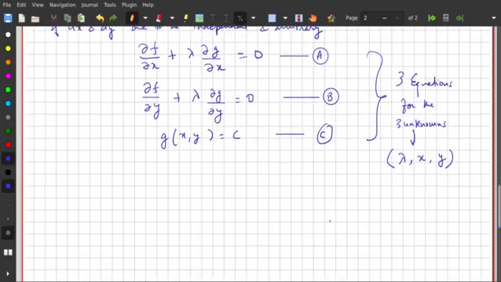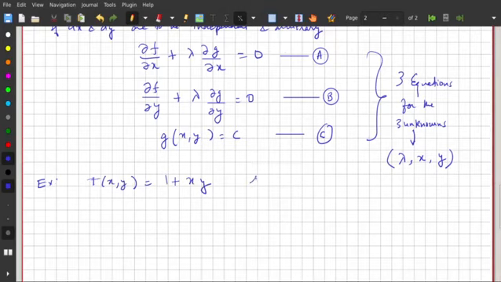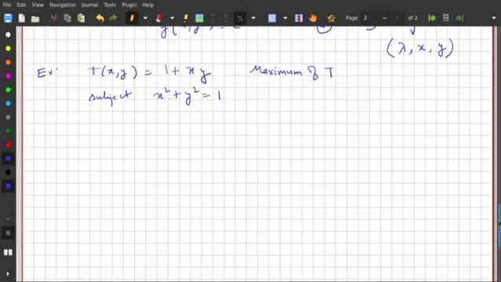So that's a general idea about how to solve a function optimization problem given a particular constraint. Let's do an example to get this idea better. Let's say you have been given a function t of x comma y equals 1 plus xy, and we want to find the maximum of t subject to the constraint x squared plus y squared equals 1. That means we are not allowed to move outside the unit circle.